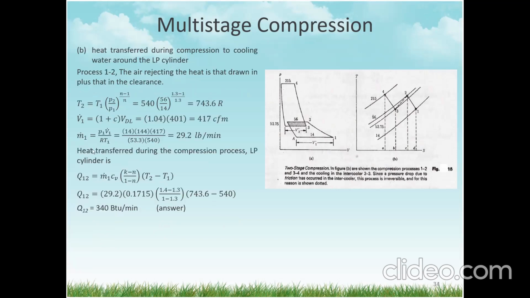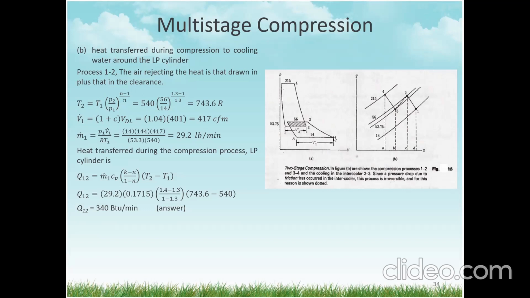Next, B, the heat transferred during compression to water around the LP cylinder. So this is the heat loss in the cylinder, in process 1 to 2, is the air rejecting the heat. The heat is that thrown in plus that in clearance. So T sub 2 is equal to T sub 1 times P sub 2 over P sub 1 to the (n minus 1) over n, which is equal to 540 times 56/14 to the exponent (1.3 minus 1) over 1.3, which is 743.6 Rankine. So V sub 1 prime is 1 plus C times V_DL, which is equal to 1.04 times 401, or 417 CFM.